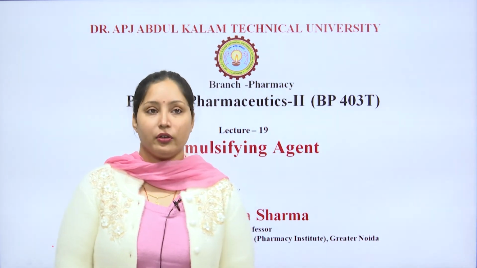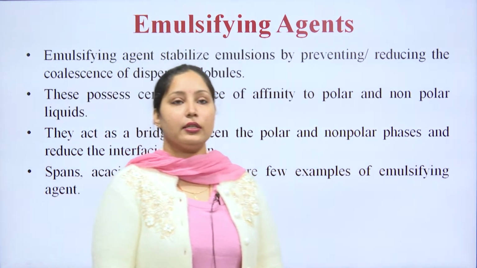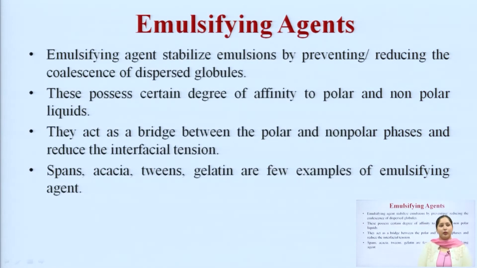In the last lecture we have already discussed the emulsion. So, what is an emulsion? It is a biphasic dispersion system which includes two immiscible liquids, and the two immiscible liquids are stabilized with the help of emulsifying agent. So, in this lecture we study the nature of the emulsifying agent and how they stabilize the emulsion. First of all, emulsifying agents stabilize emulsion by reducing the coalescence of the dispersed globules.